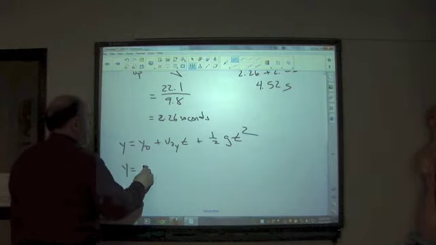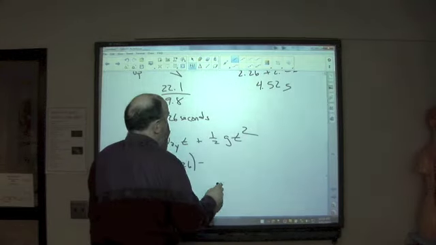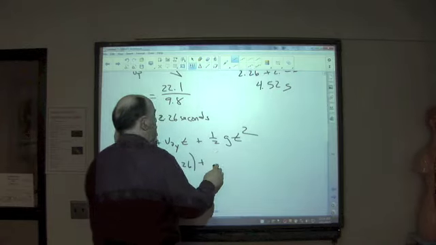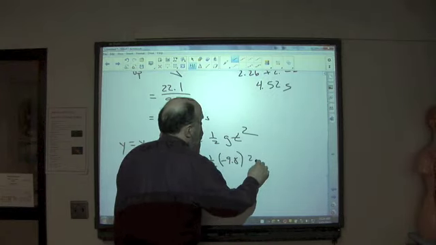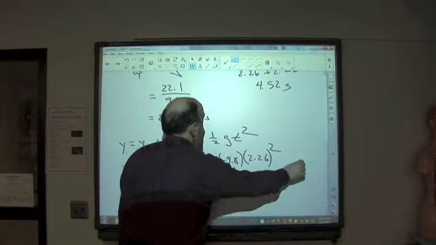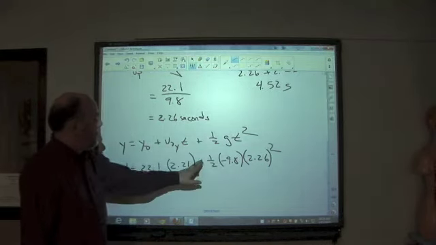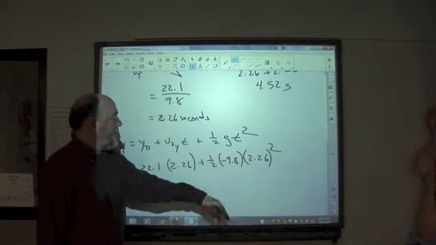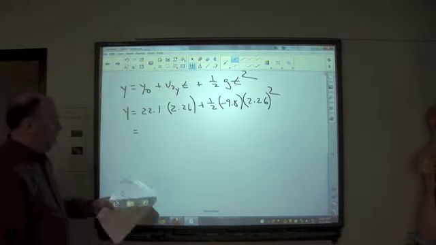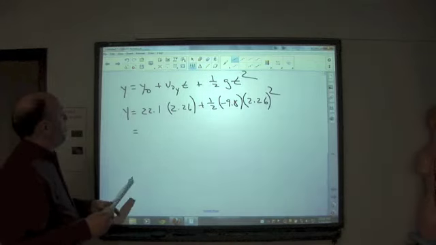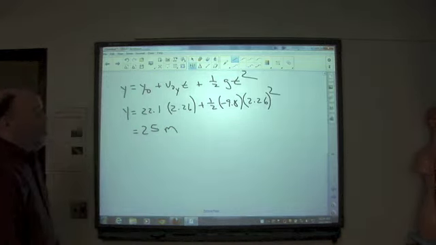And so we get y equals 22.1 times 2.26, plus 1/2 g t squared. G is a negative, so minus 9.8 times 2.26 squared. Right? So you can either put it as g as minus 9.8, or you could just put the minus sign out here and do minus 1/2, 9.8 times 2.26 squared. Right? So we plug all that in, and we end up that this will get a maximum height of 25 meters. Okay?